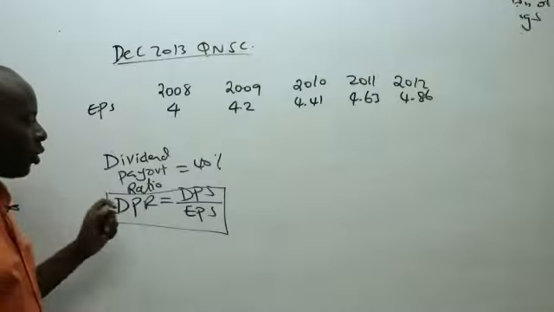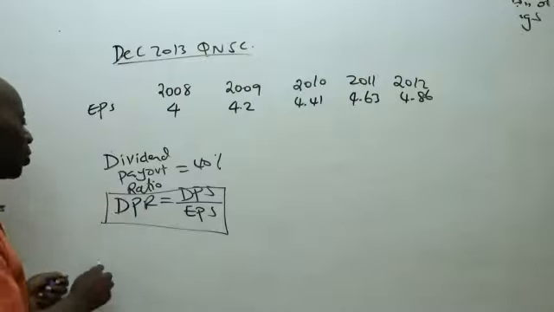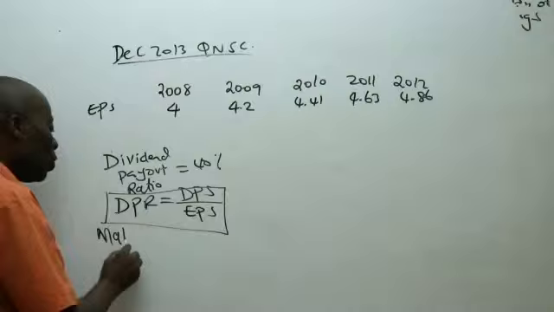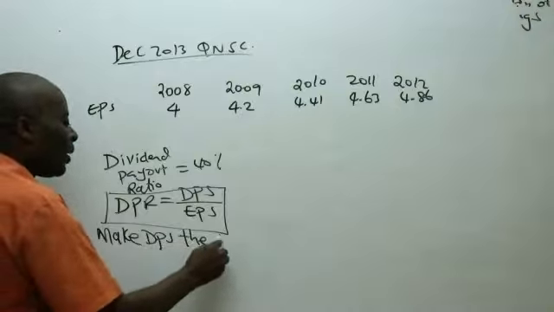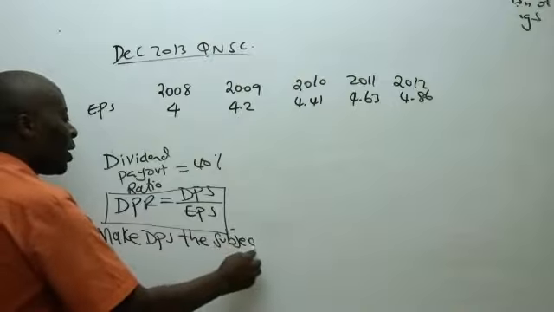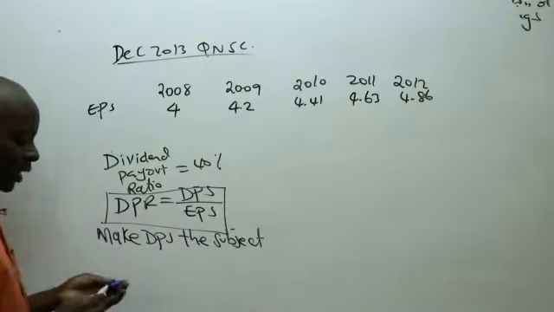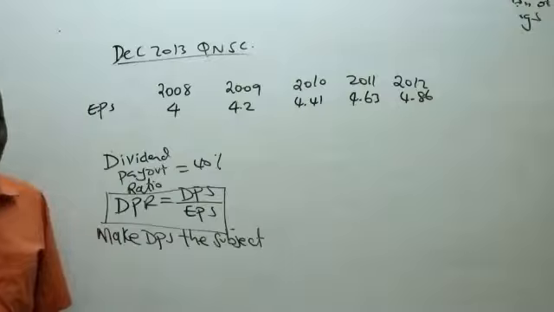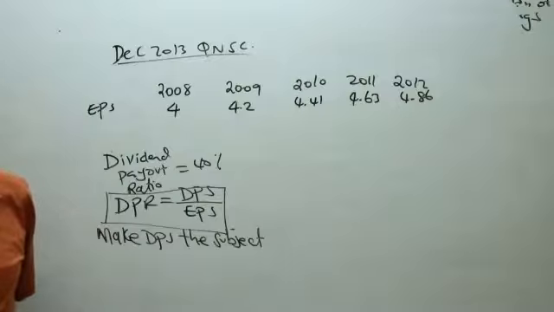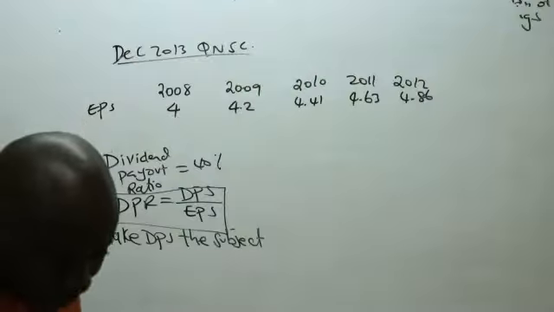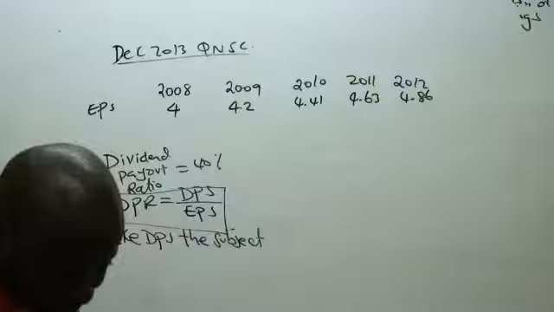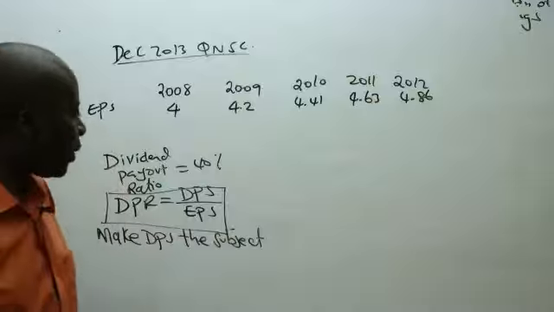And then I would want you to make DPS the subject. You make dividends per share the subject of the formula.